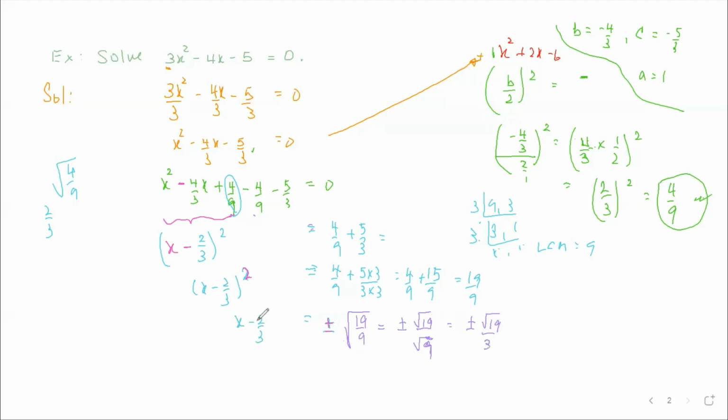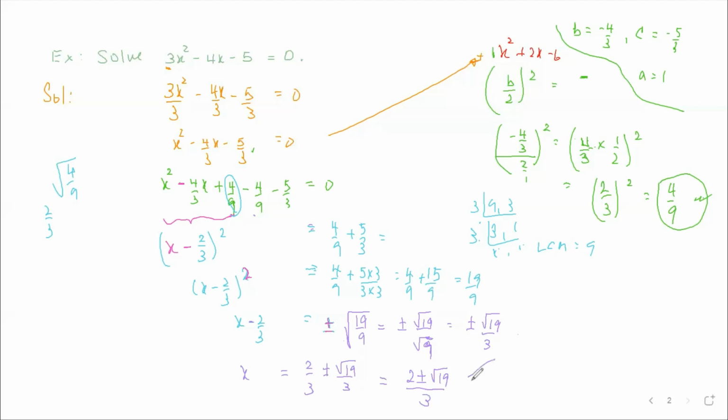So after this, you move negative 2 over 3 to this side, right? So x equals, minus here moves to become plus 2 over 3, and then plus minus square root 19 over 3. So this is the final answer. But you can leave it this way, or you can simplify it to become 2 plus minus square root 19 over 3, the whole thing, up to you.